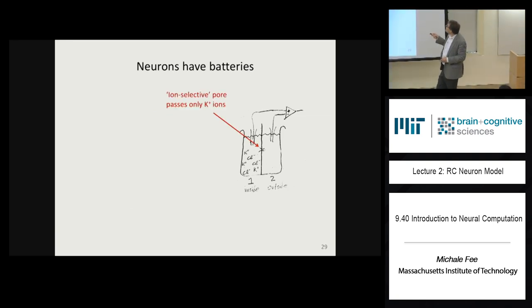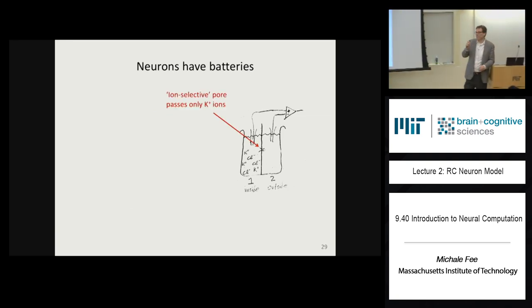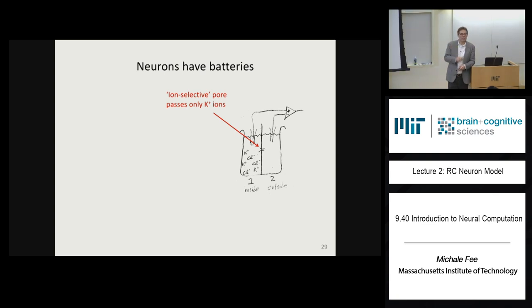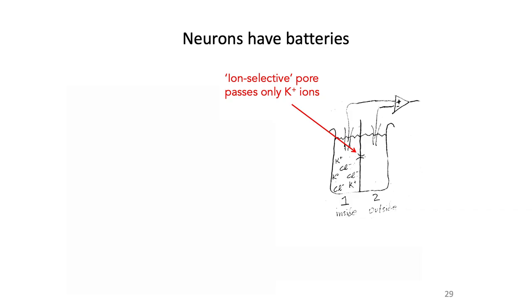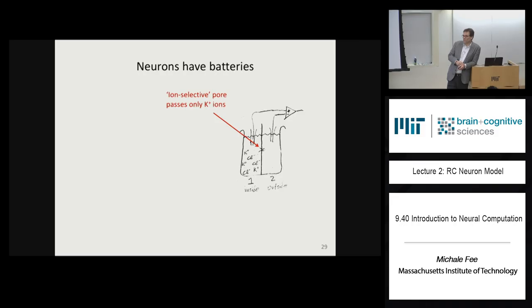Now, let's get a different kind of needle, a very special needle that's really small, and poke a hole in the membrane that is only big enough to pass potassium ions but not chloride ions. So what's going to happen now?